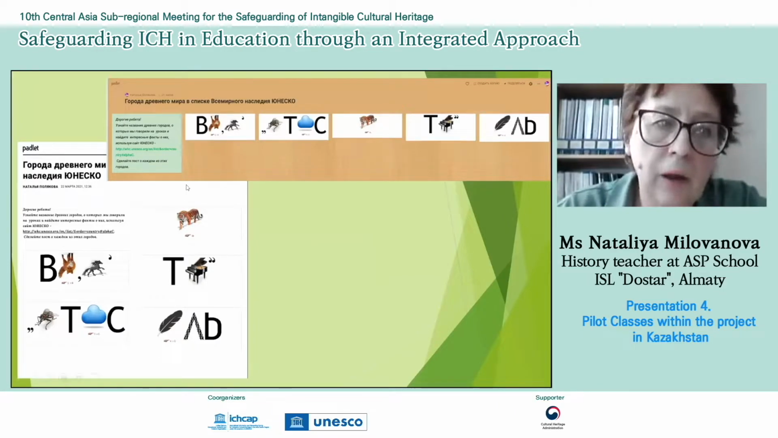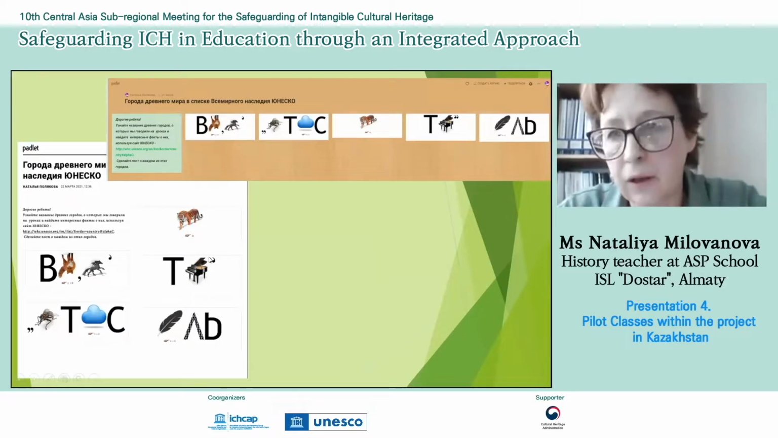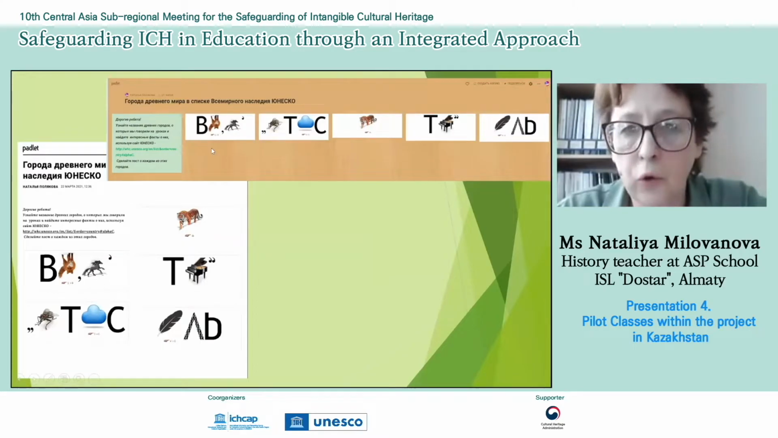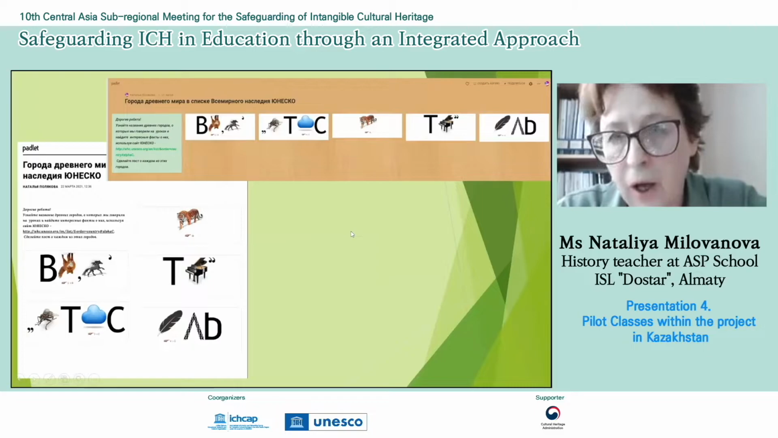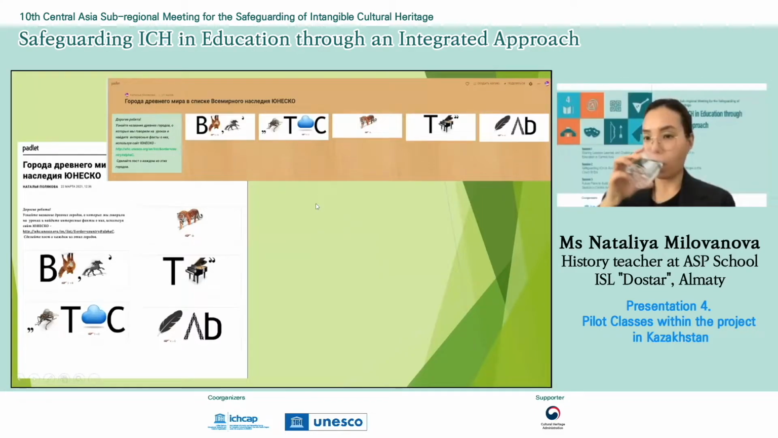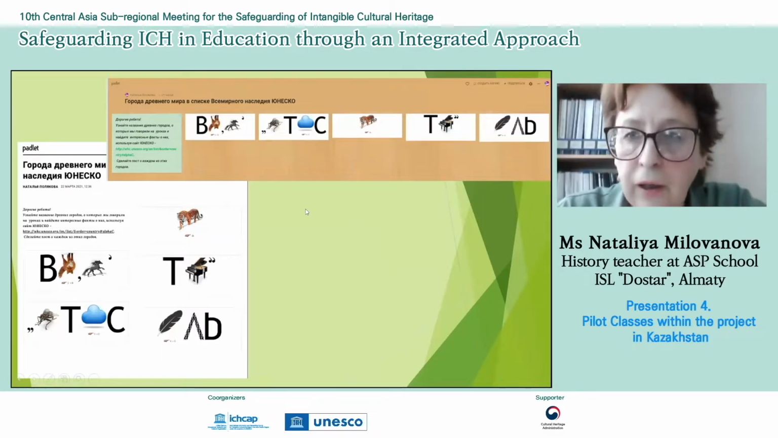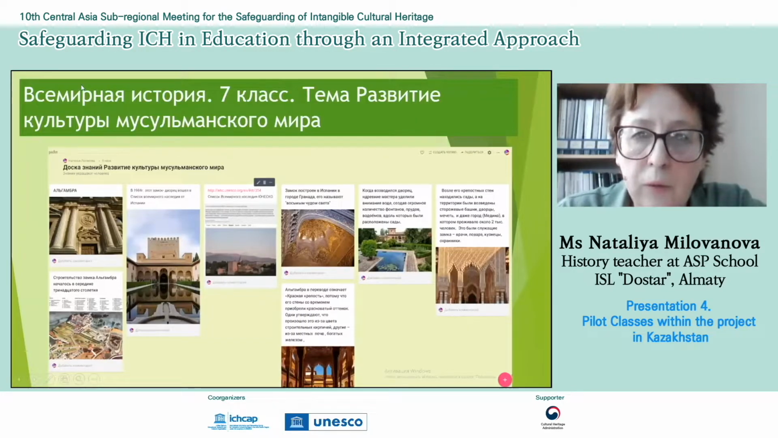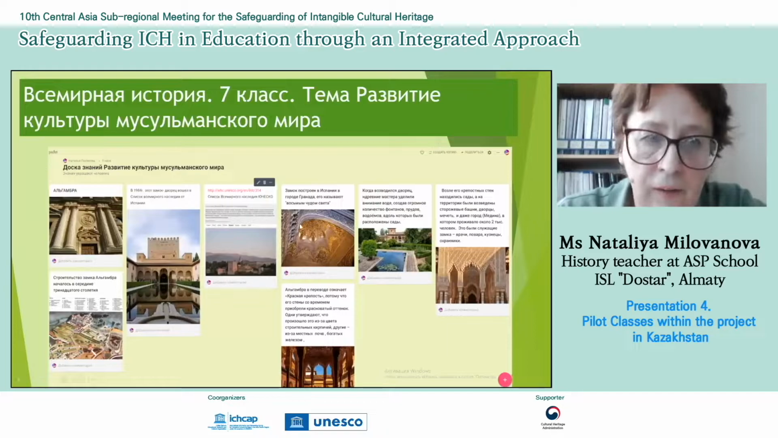These are the cities of the world. This is grade 5. So this looks like a game. The cities of the ancient world, the whole cities that were also included as part of the World Heritage List, in the form of a puzzle. Students would guess these puzzles and they would also provide some information, telling some interesting facts about those ancient cities.